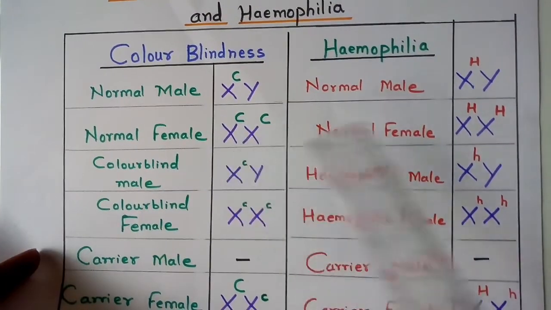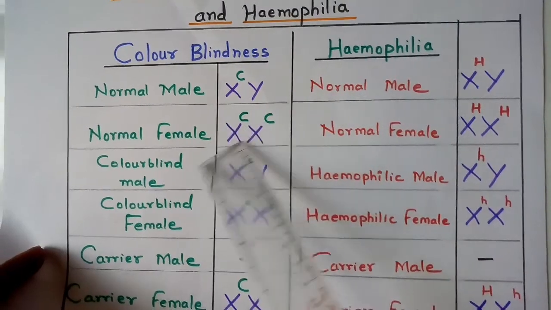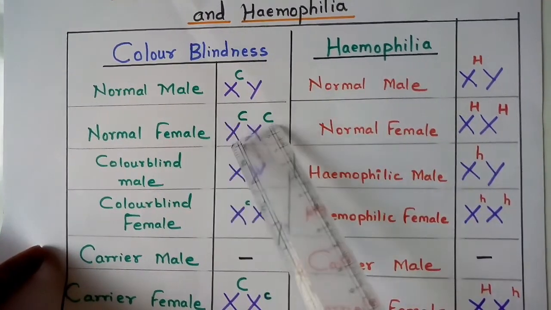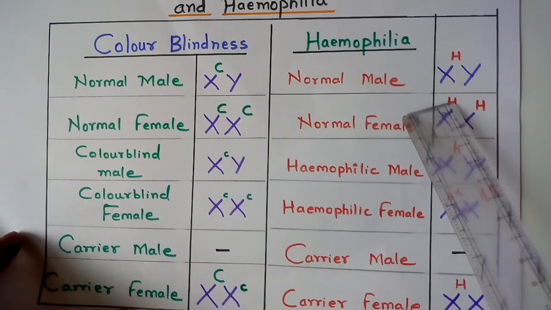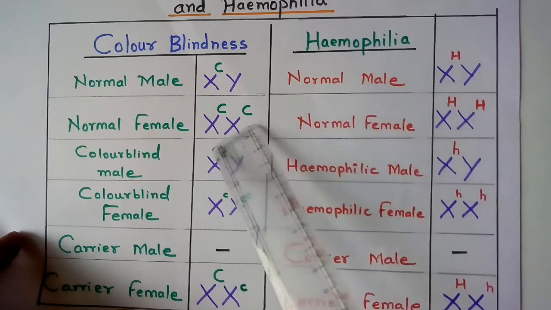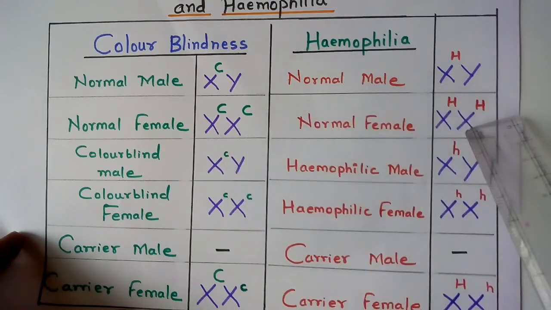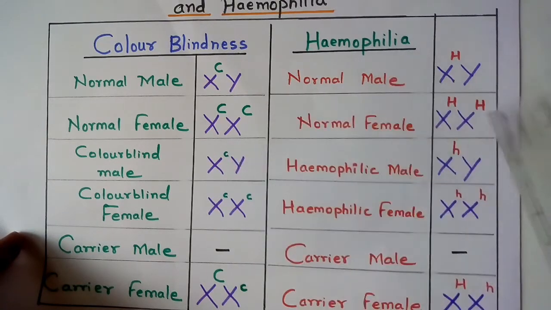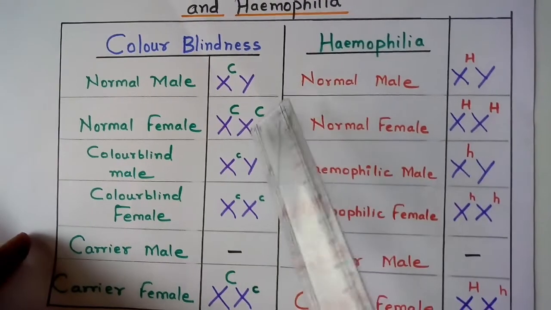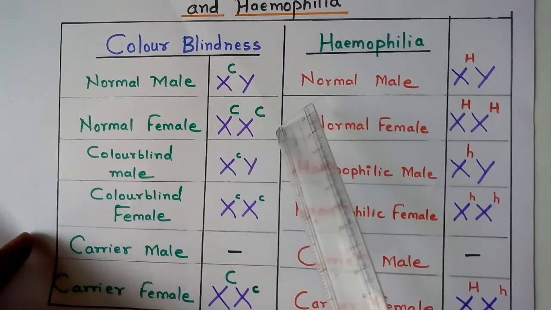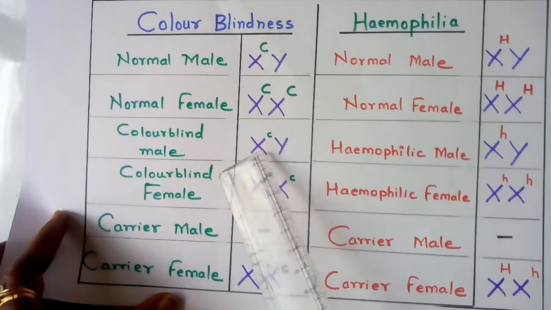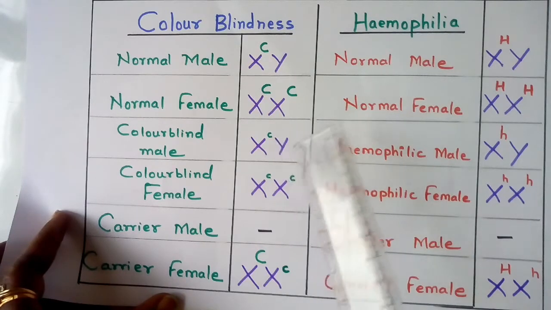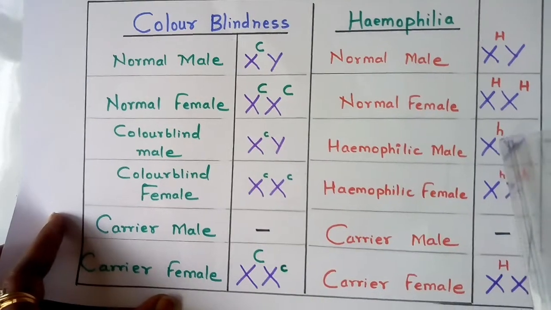When the chromosomes are carrying capital alphabets, see, both the chromosomes are carrying capital C, capital C. In this case, both the X chromosomes are carrying capital H, capital H. That means these organisms are normal. They are not suffering from the disorder of color blindness or hemophilia, because the gene that is represented is a dominant gene.